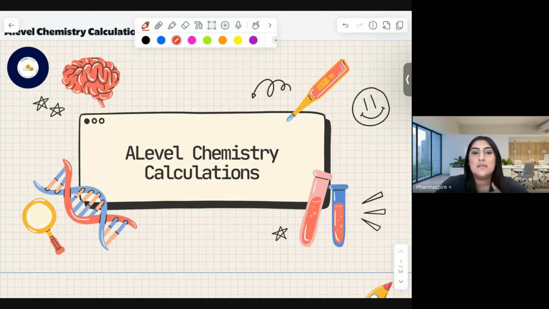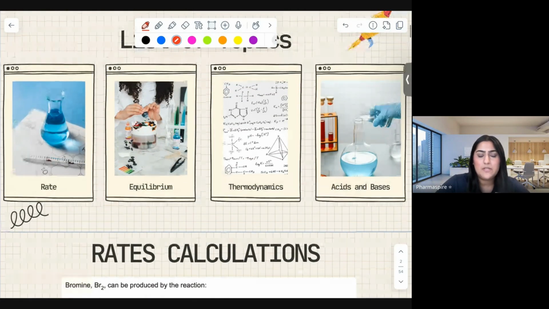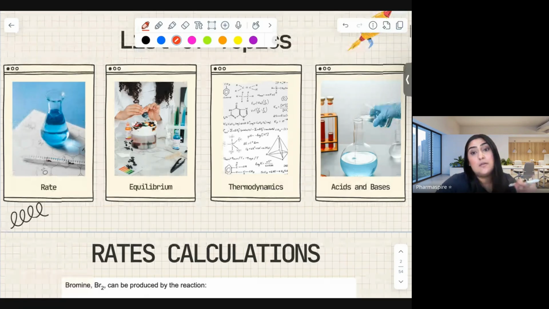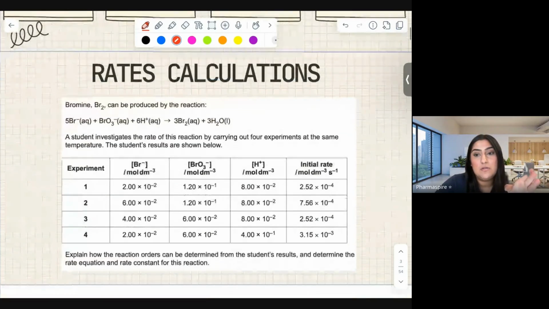Okay, so let's get started. Like I said, we're going to go through rate, equilibrium, thermodynamics, acids and bases, redox as well, because I think that's really important. So we're going to start off with rate calculations.